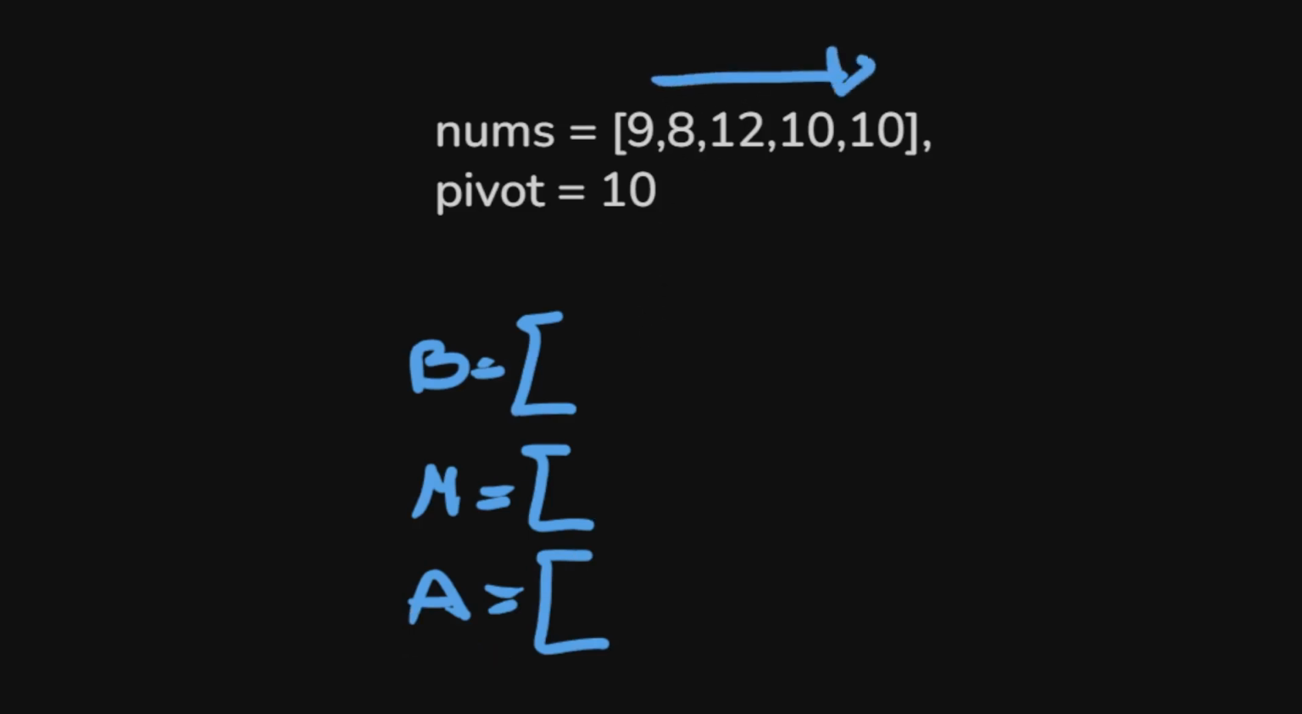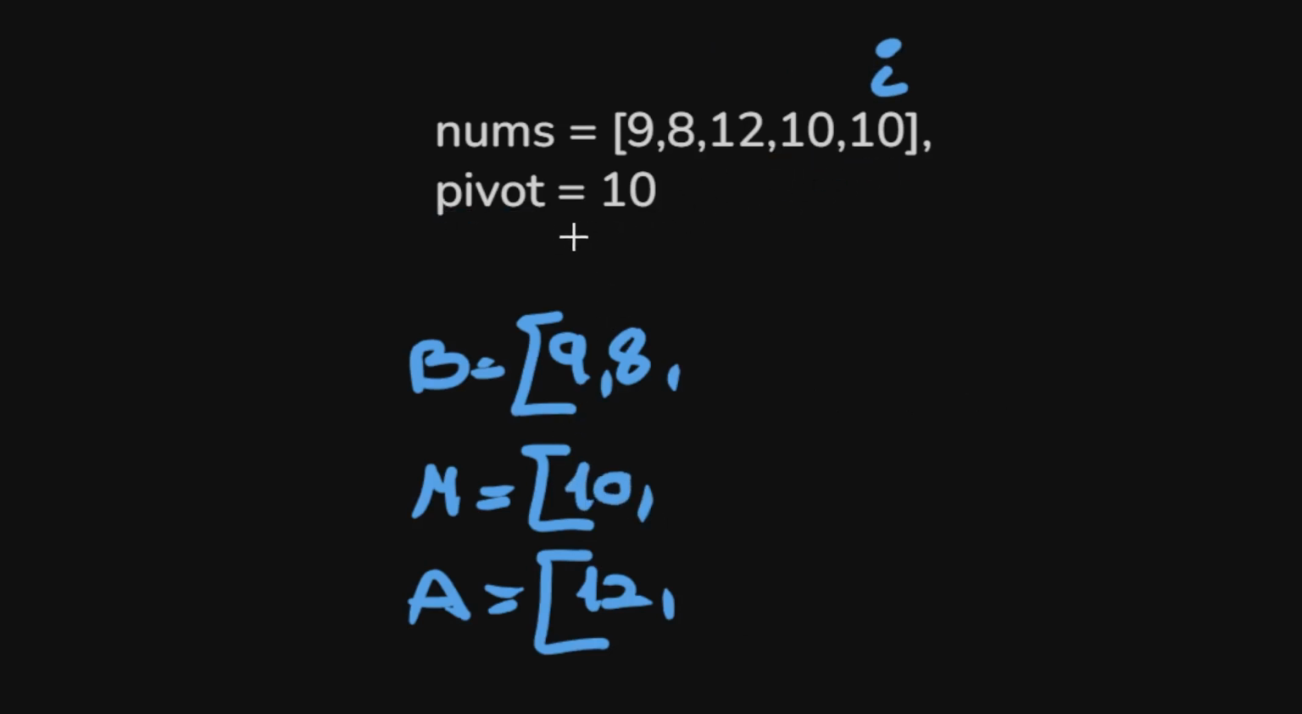Now we can iterate numbers from left to right. First the I pointer is here and we have a 9. Given that this is strictly smaller than 10, we need to add this to before. So here we put a 9, and we move the I pointer. Next the number is 8, which is strictly smaller than 10, so we add it here. Next we have a 12, which is strictly larger than 10, so we add it here. Now this is equal to the pivot, so we add it here. And this is also equal to the pivot, so we add another 10 here.